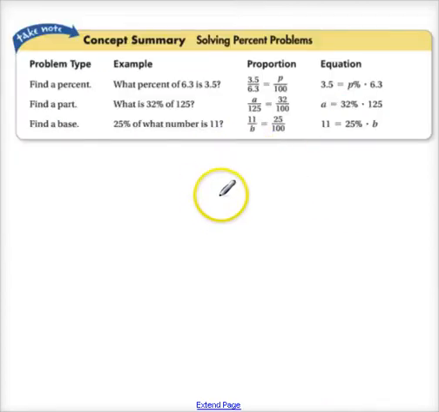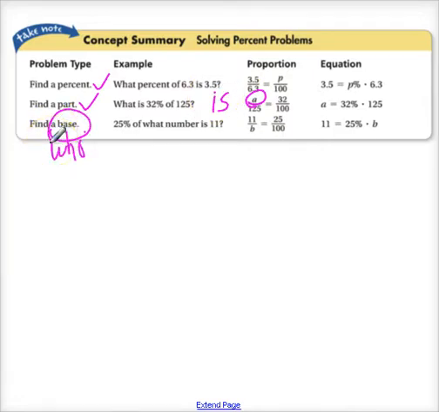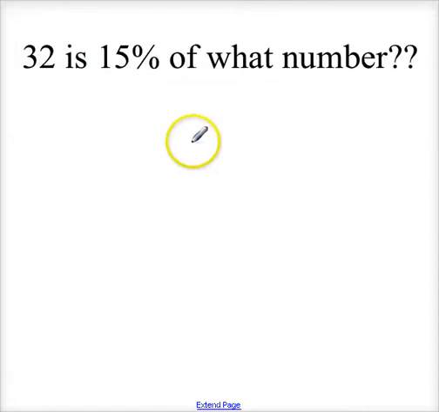In these problems, you're going to be looking for three different things. You might be finding a percent, like we've already done. You might be finding a part, which would be solving for the is. Or you might be finding the base or the whole amount, which would be solving for the of in the bottom of our proportion. Here are some more examples.